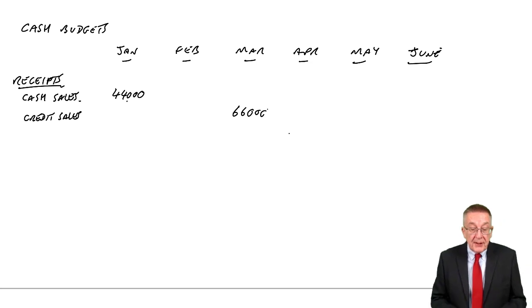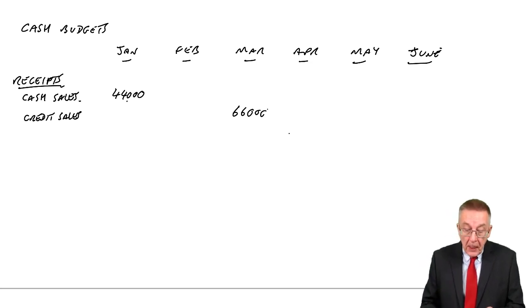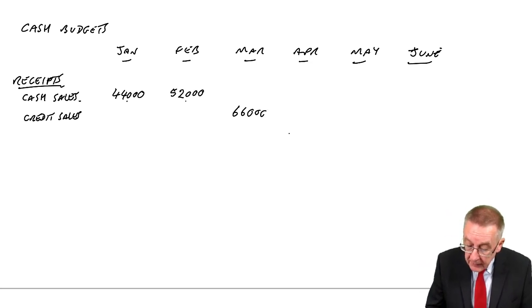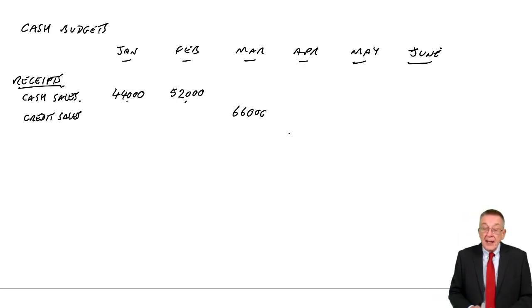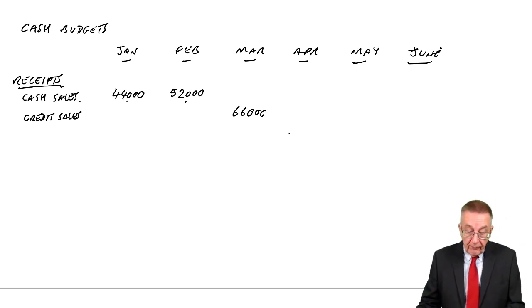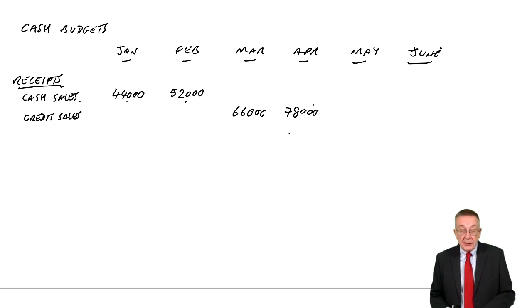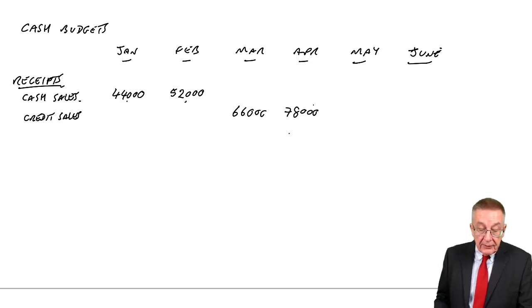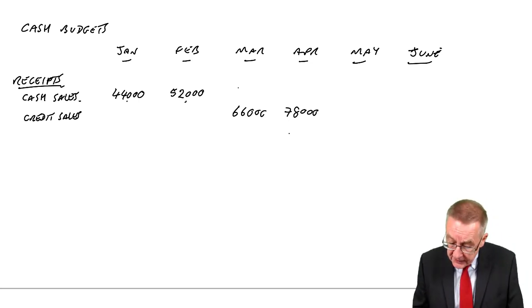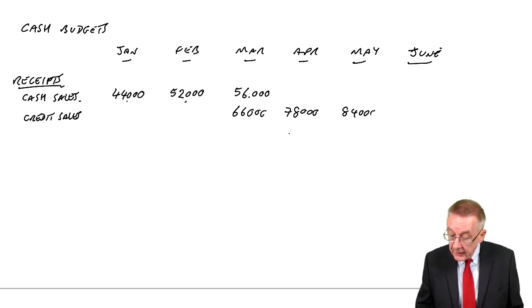And similarly, February sales, 130, 40% are cash, so 40% of 130 is 52,000. Sell in February, get the cash in February, but the other 60% will be 2 months later. 130, 60%, 78,000. Sold in February, 2 months later we get the cash in April. March's sales, 140, 40% in cash, which is 56,000. The other 60%, which is how much? 140 times 60%, 84,000, 2 months later in May.